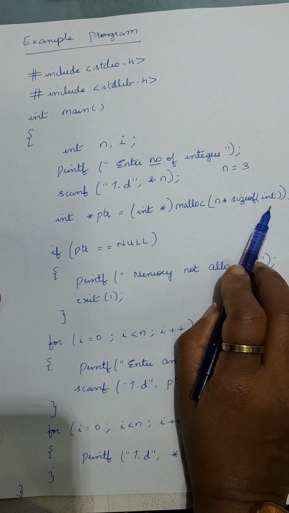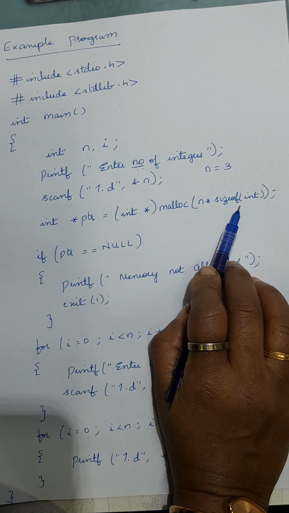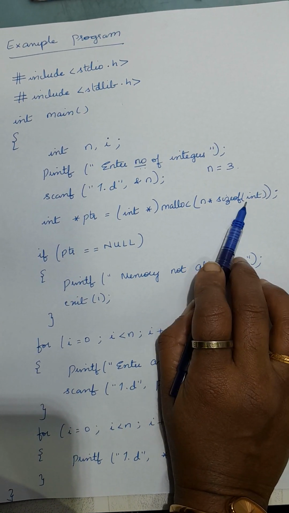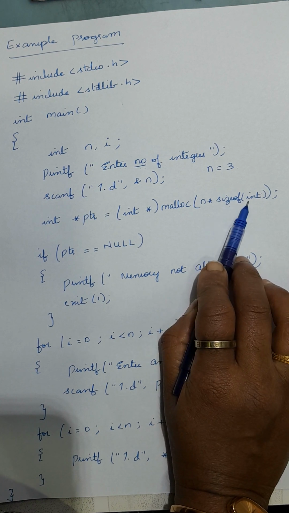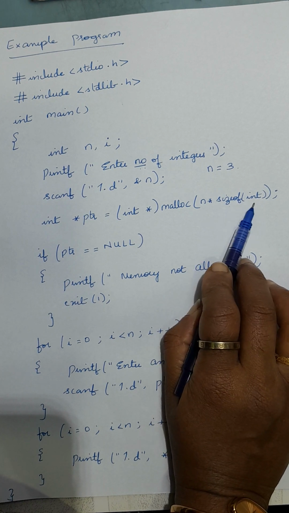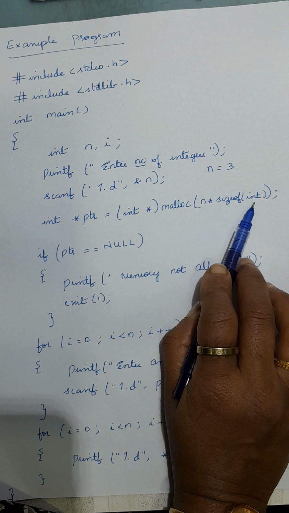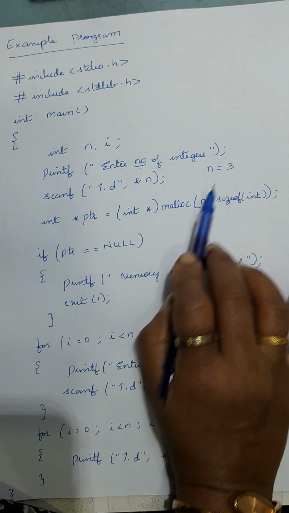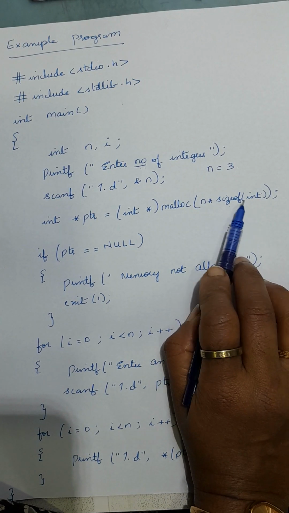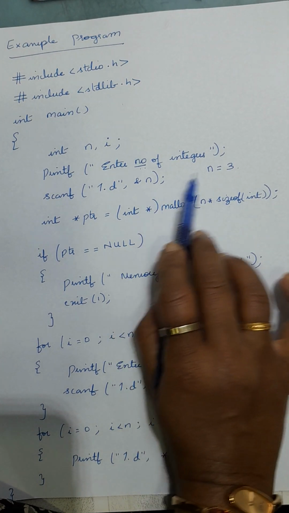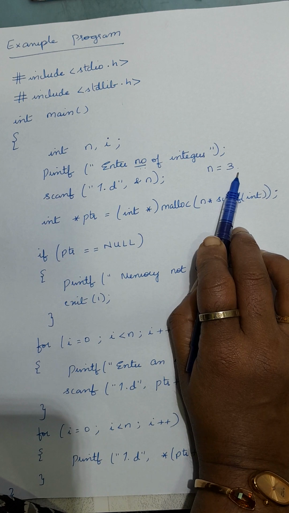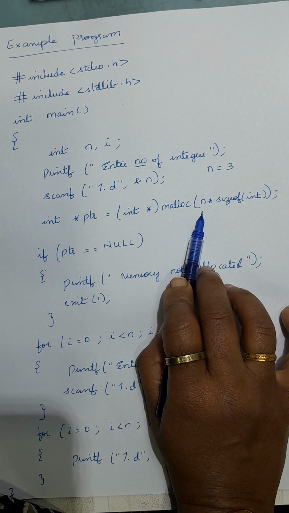Now what is sizeof(int)? We might not know what exactly the system, the processor, is, whether the size of an integer will be either 2 or 4. So we take sizeof(int). Suppose it is 4, then it is 3 into 4. So 12 bytes of memory is required in order to store 3 integer values. You understood? You're clear?